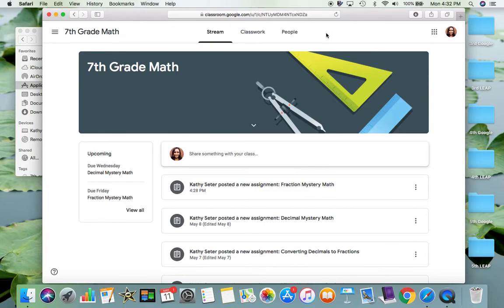Mrs. Setter again. I do want to do another quick tutorial for your mystery math that you're going to have for Wednesday and Thursday, the 13th and the 14th. It's going to be focusing on fractions. It's very similar to what you already did, but a little bit different because the format that I got it from the computer is different.